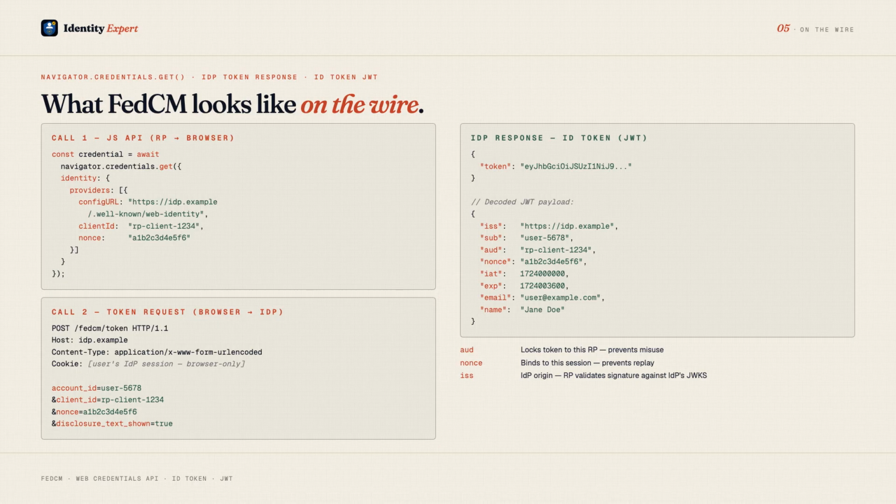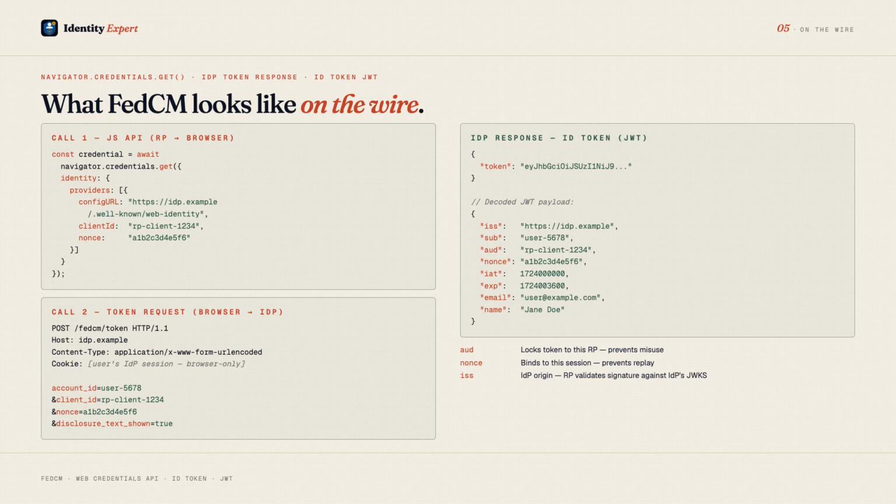Second, the identity provider's token response. After the user selects an account, and the browser sends the credentialed request to the IDP's token endpoint, the identity provider returns a response containing the ID token. Inside that token, a standard JWT, you will find the issuer matching the identity provider's origin, the subject identifying the user, the audience matching the relying party's client ID, the nonce matching the one from the original request, the issued at timestamp, and the expiration.